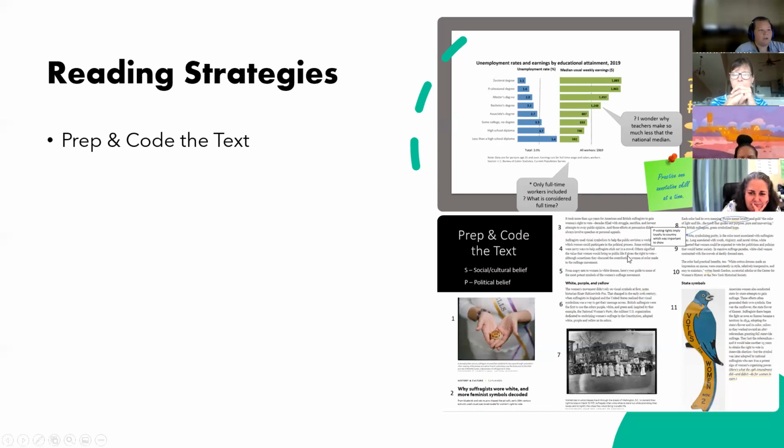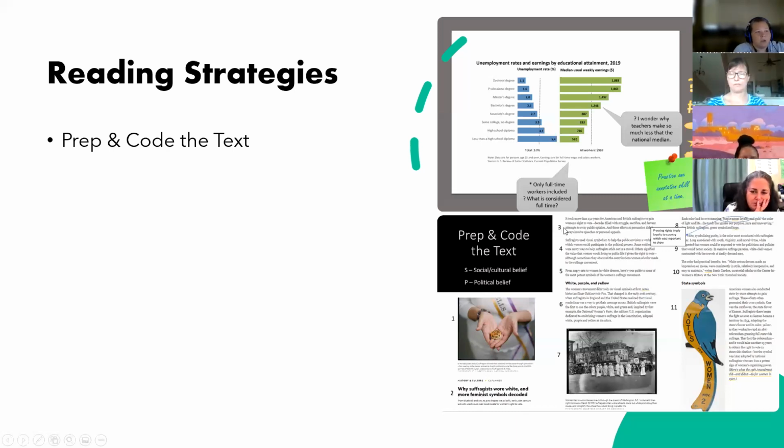Prepping and coding the text starts with you, the teacher, saying, all right, we're going to go through and number the paragraphs. You can't get them to number the paragraphs; you have to number the paragraphs with them. So for instance, on this article on the bottom right, I would say, all right, everybody see the picture that says votes for women? That's going to be number 1, including the caption below it. Where it says why suffragists wore white and more feminist symbols decoded, that's number 2.